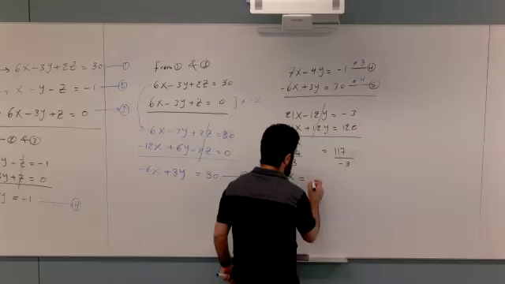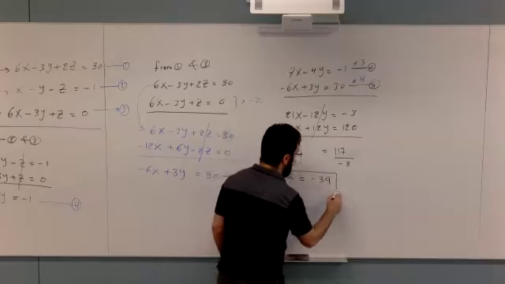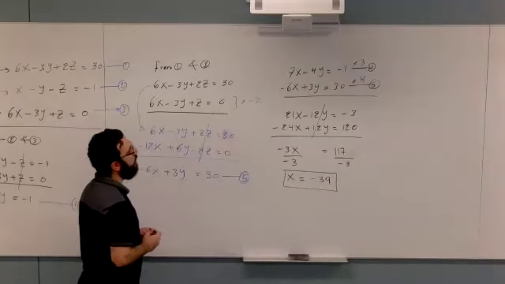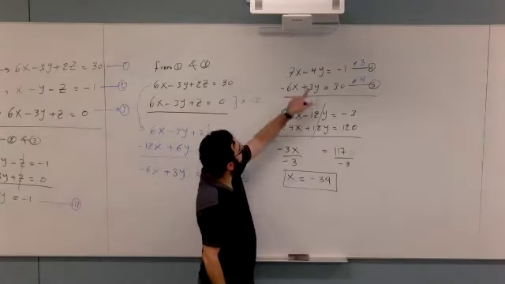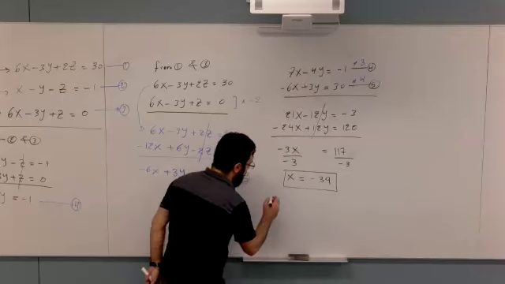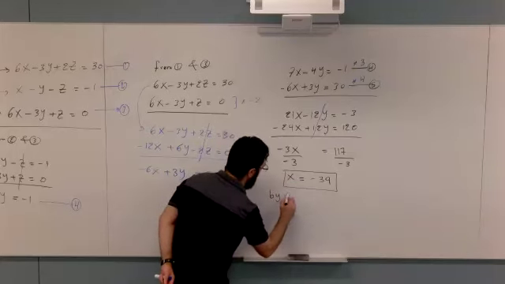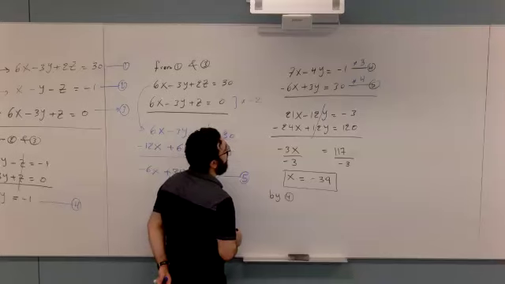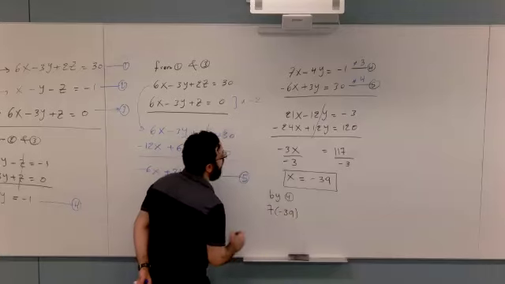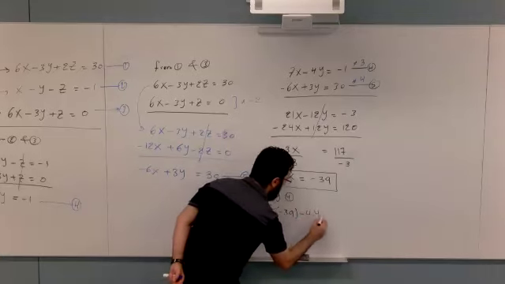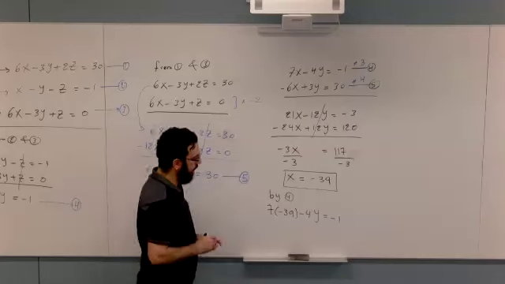Negative 39. So this is the value of x. Now how are we going to find the y? We're going to go back and plug in one of these. So let's choose 3 or 4. By equation 4, I'm going to plug in negative 39. That means 7 times negative 39 minus 4y equal negative 1. How much is going to be the value of y?